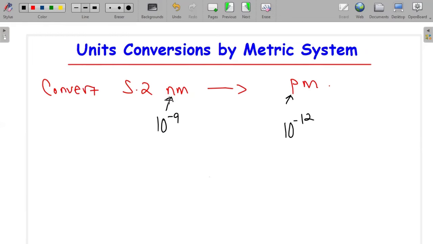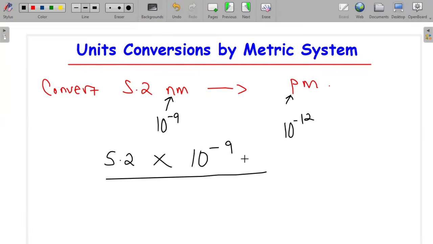So how do we convert 5.2 nanometers to picometers? We say this value, the way it is, 5.2, multiplied by, this one here is nanometers, so I'm going to replace the nano by 10 to the power minus 9, divided by, of course, the meters is still there. Divided by the prefix of where we are going. The prefix of where we are going is the pico, which has the value of 10 to the power minus 12. So I'm going to divide this by 10 to the power minus 12 like this.